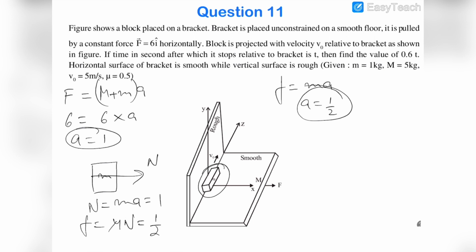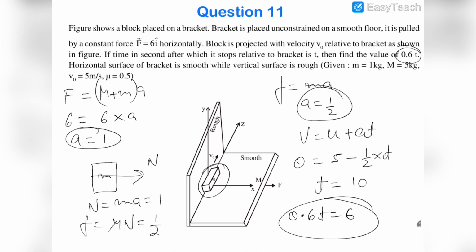Now this block is initially moving with a velocity of 5 meters per second, and we have to find out the time in which it would be coming to rest with respect to the bracket. So we can say that V is equal to U plus AT, and V is 0 and U is 5 and A is half, and T is the time in which it stops. So this is 10, and we have to find out the value of 0.6t. So 0.6t will be equal to 6. So the correct answer is 6. Now we move on to the next question.